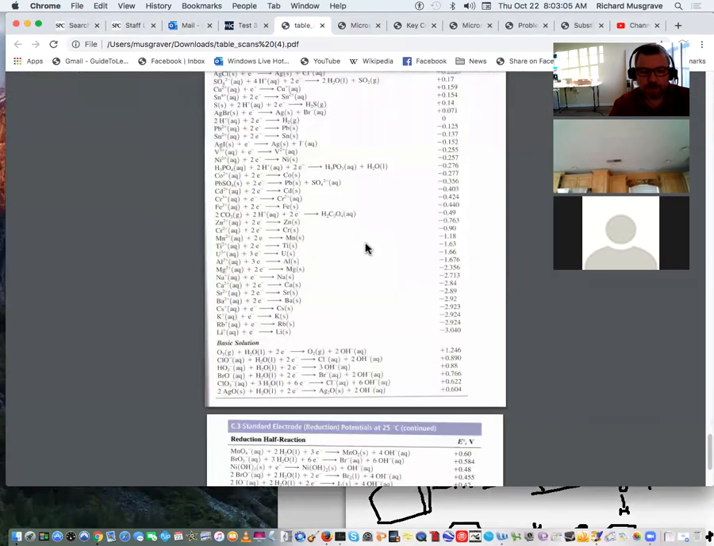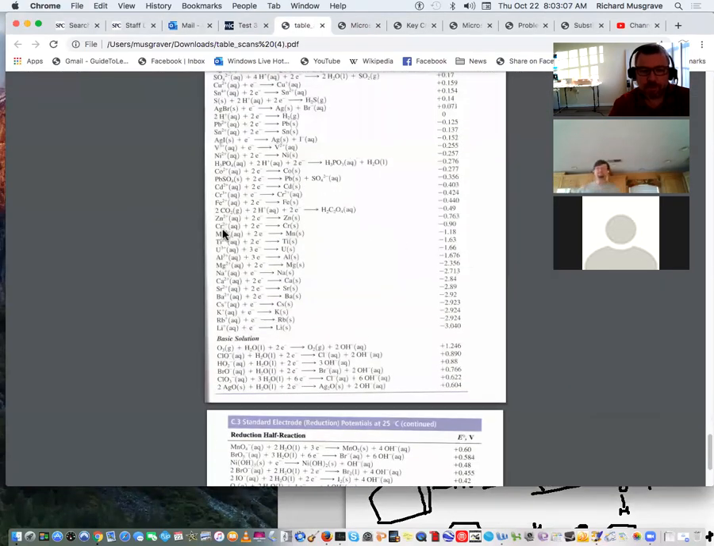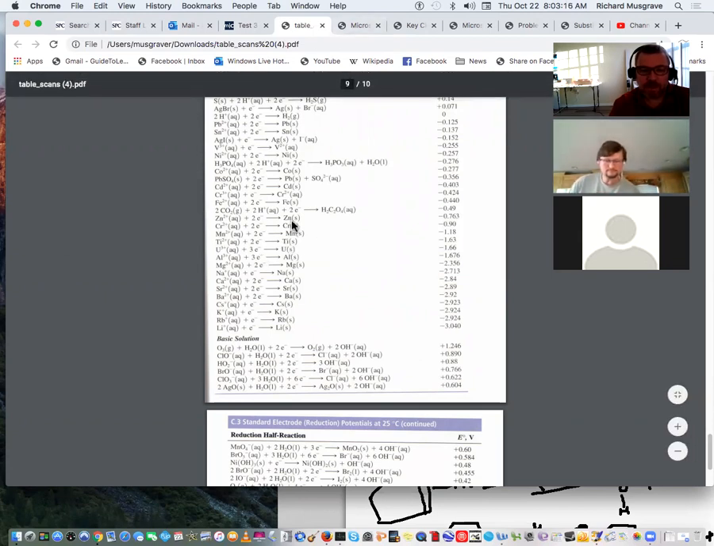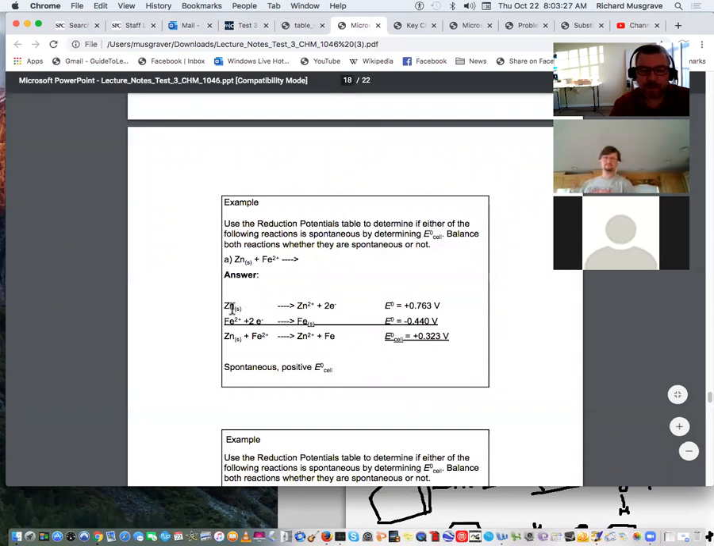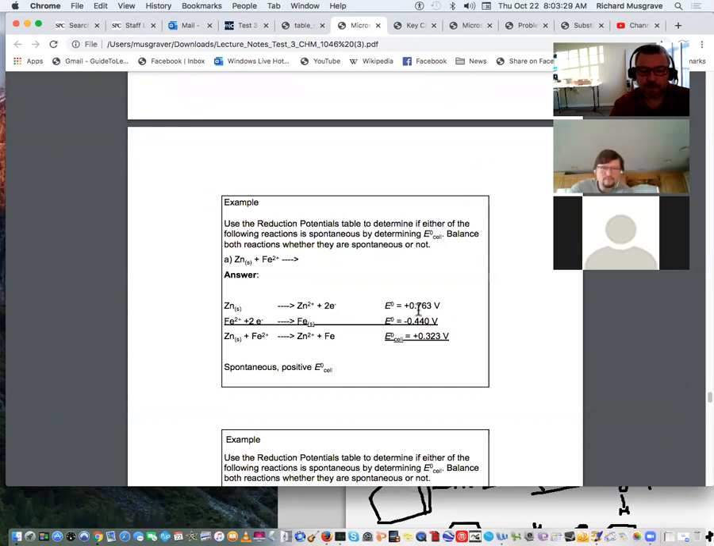So I go into the reduction potential table. I look for a reaction that involves zinc. The only one that we have here is this one, where Zn2+ plus 2 electrons gives zinc. Now the thing is that zinc, solid zinc, is actually on the reactant side in the example that we're looking at, which means we have to flip that reaction. So we know that what's going to be oxidized is the zinc. So we have to take that reaction and flip it. That's why it becomes positive 0.763 volts.